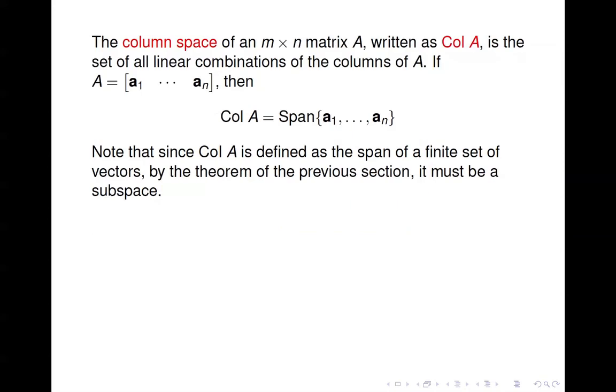The second concept that we're going to talk about here in this section is the column space of a matrix. And once again, it's new terminology, but not new fundamental material here. So the column space of an m by n matrix A, which we write as col A, is the set of all linear combinations of the columns of A. Right? All linear combinations of the columns of A. We know that to be the span of the columns of A. So if A is equal to A1 through AN, the column space of A is just the span of A1 through AN.